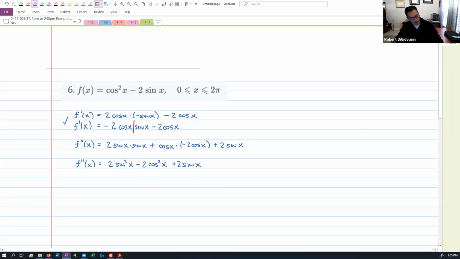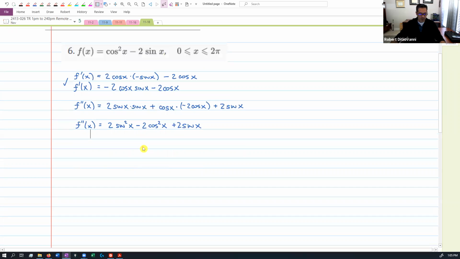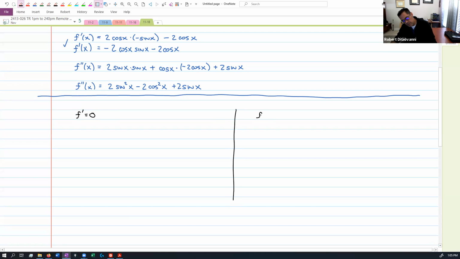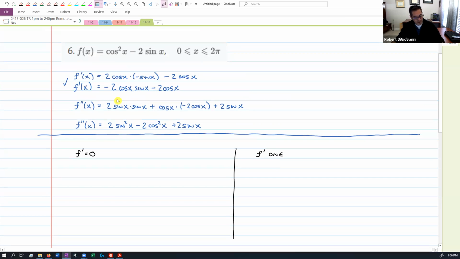All right, so we got our first derivative and we got our second derivative. Now, let's find critical numbers. That was all kind of preliminary work. So now what I'm going to do is figure out where the first derivative is 0. I'm going to figure out also where the first derivative does not exist. So when I look at where it's 0, I have to take the actual derivative, negative 2 cosine x sine x minus 2 cosine x, and set this equal to 0.